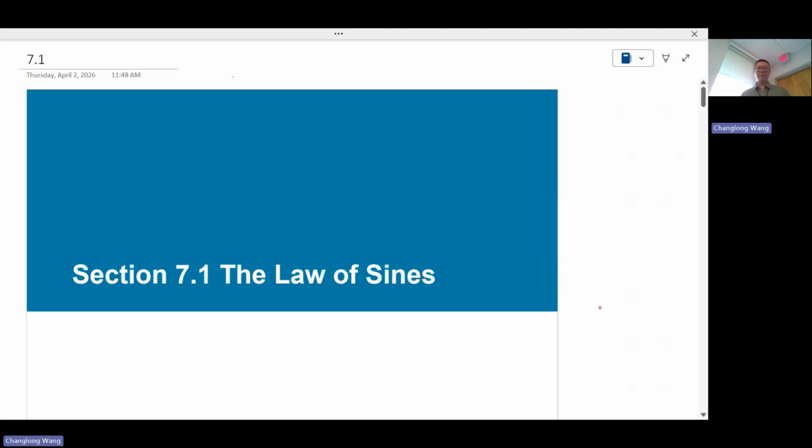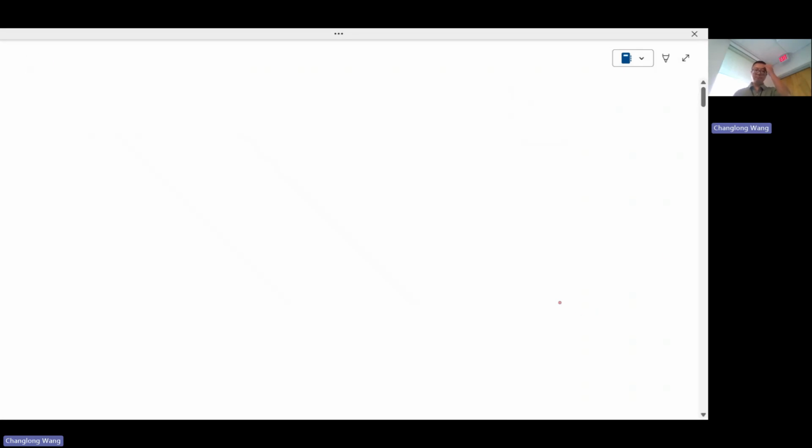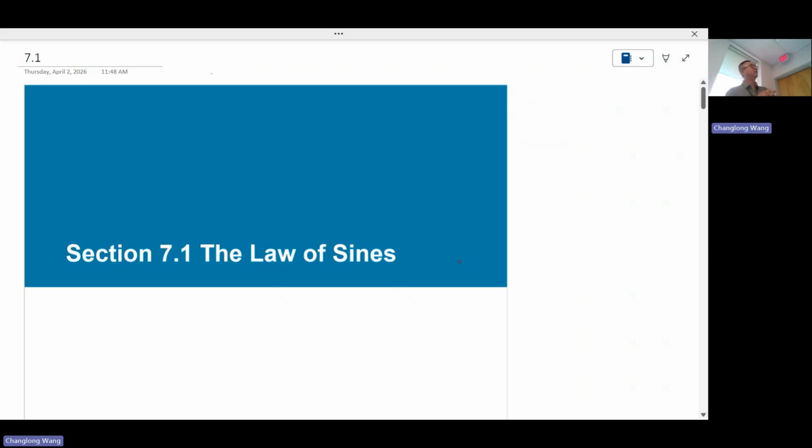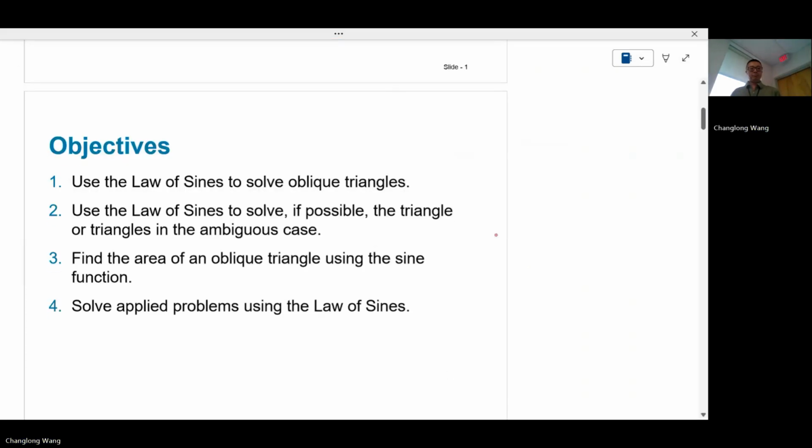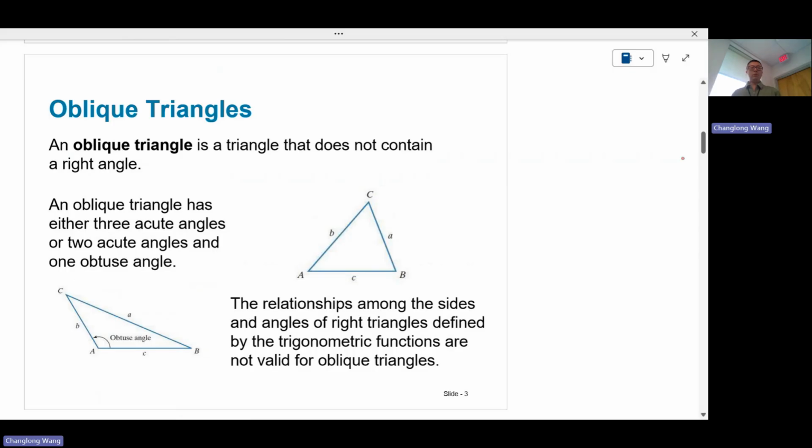Now, so we're trying to do 7.1, the law of sines. And I do have the law of sines right in front of you, so that's all you need to know. Right. So if you're thinking we're gonna need that, so we need to solve for triangles. So by solving triangles, I mean we need to find missing sides and angles.